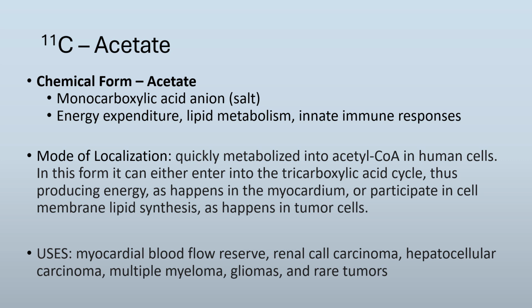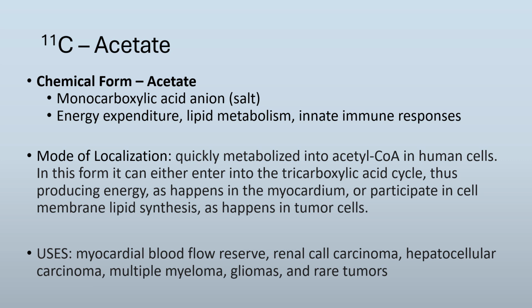The next one is carbon-11 acetate. This is a monocarboxylic acid ion. This is used for energy expenditure, lipid metabolism, and innate immune responses within the cells. It is quickly metabolized into acetyl-CoA in human cells.